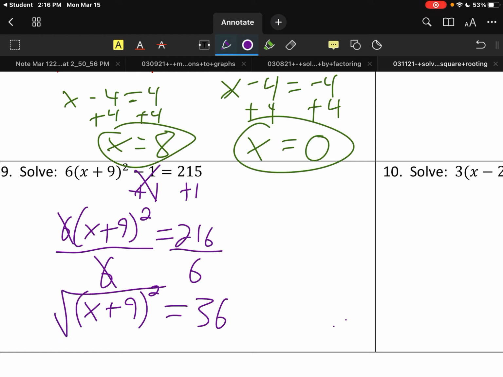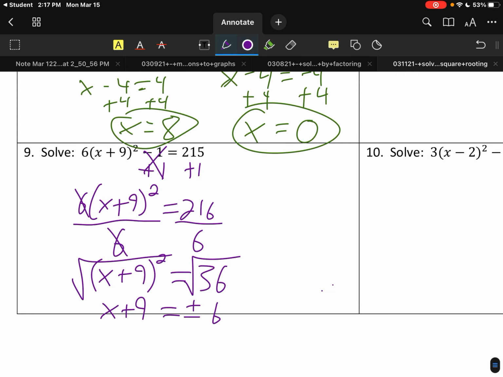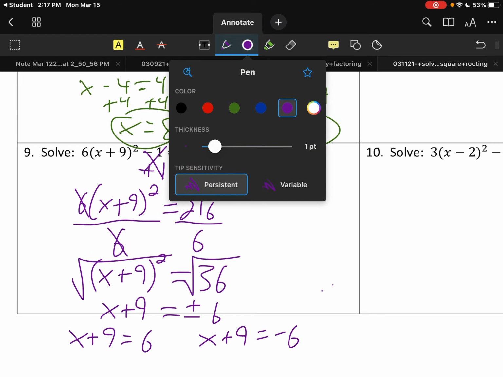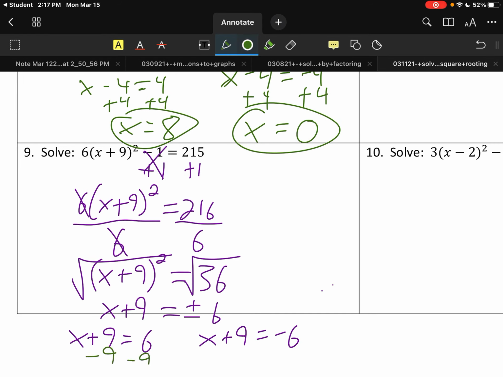Now I can take my square root, and I get x plus 9 equals plus minus 6. And I make two equations: x plus 9 equals 6, and x plus 9 equals -6. And then I solve from there. So minus 9, I got x equals -3. And then minus 9, x equals -15.